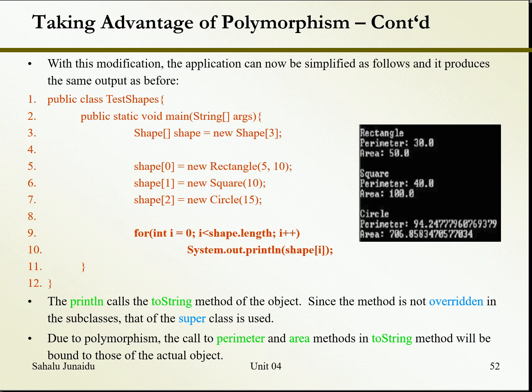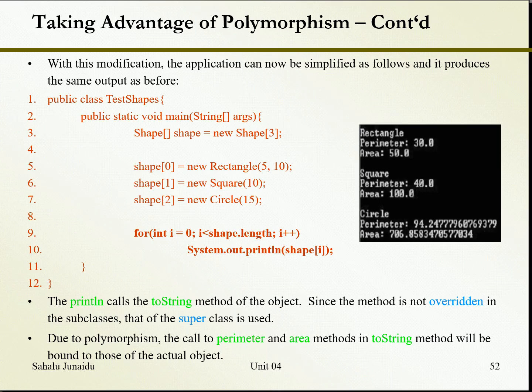So in that case, there is nothing bad if we have area and perimeter called in the superclass, because whenever we have a call to area and perimeter, it is the area and perimeter of the subclasses that will be called, not the area and perimeter of the superclass. So in that case, the values of the area and perimeter must have been ready by then, and that will not lead to an error. Now, due to polymorphism, the call to the perimeter and area methods in the toString method will be bound to those of the actual object. This is because of dynamic binding.